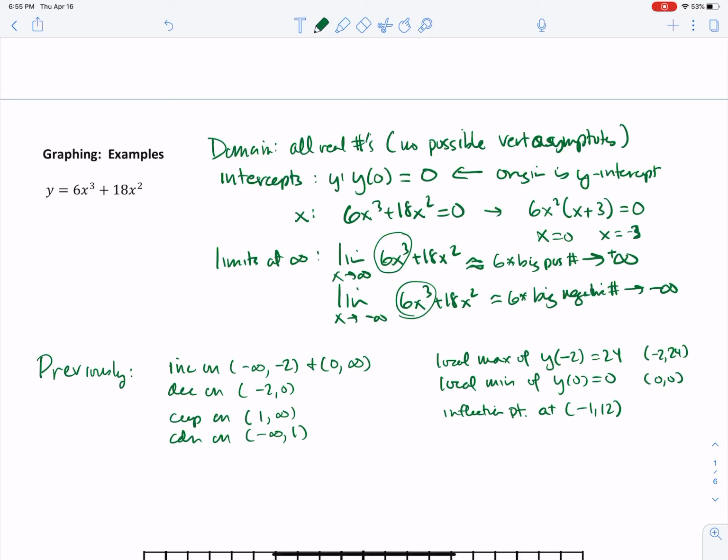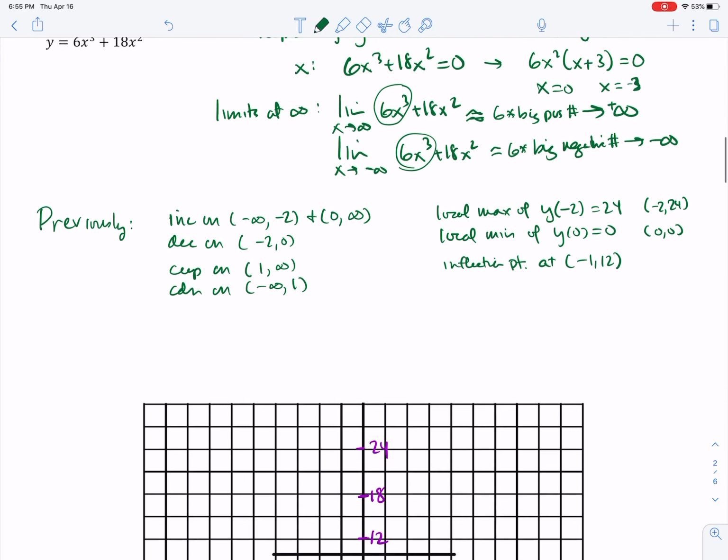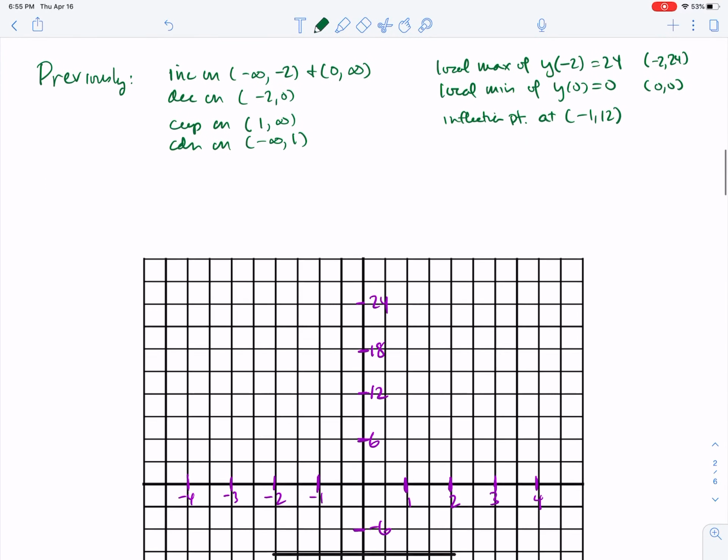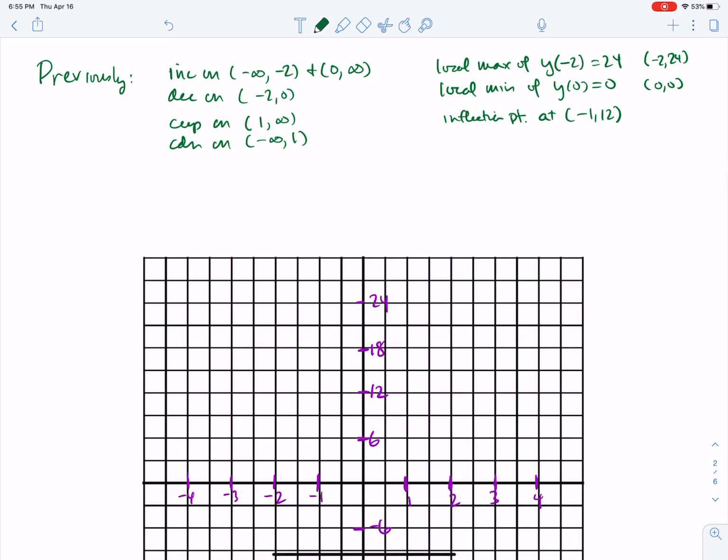So now let me show you how I'm going to encode the information that we've gathered already from our previous videos. We remember that this function was increasing everywhere except between -2 and 0. It was concave up to the right of 1, concave down to the left of 1, and I know what my local max and local min values are. And so let me show you what I want to do with encoding the increasing, decreasing information up here.